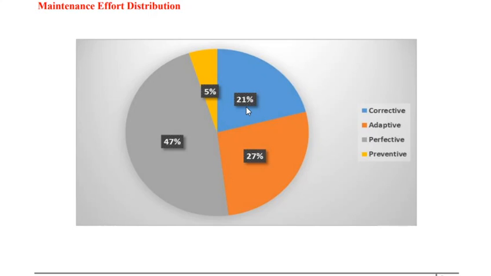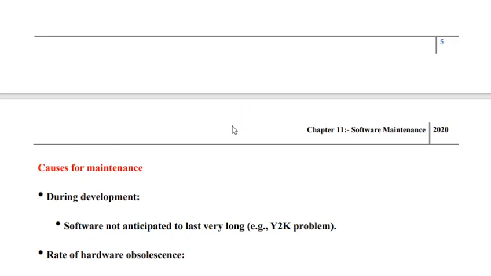Almost 21% of the total maintenance effort is dedicated to corrective maintenance. Almost 27% is dedicated to adaptive maintenance, and almost 5% of the maintenance effort is spent on preventive maintenance. But just see this, these are just approximate assumptions of the proportion of effort dedicated to different types of maintenance.